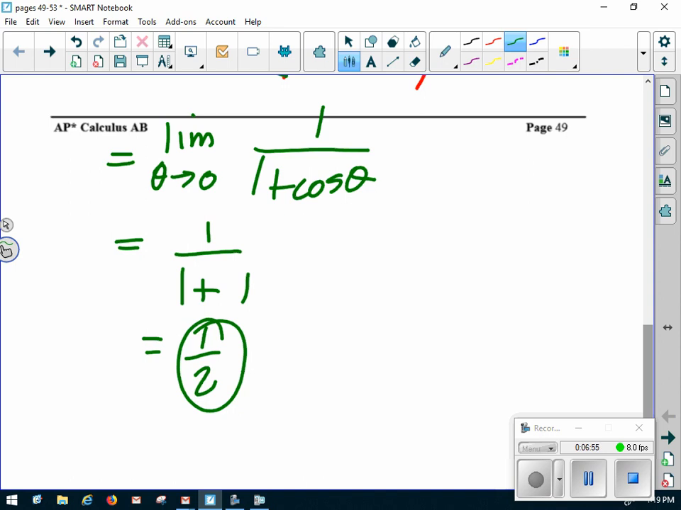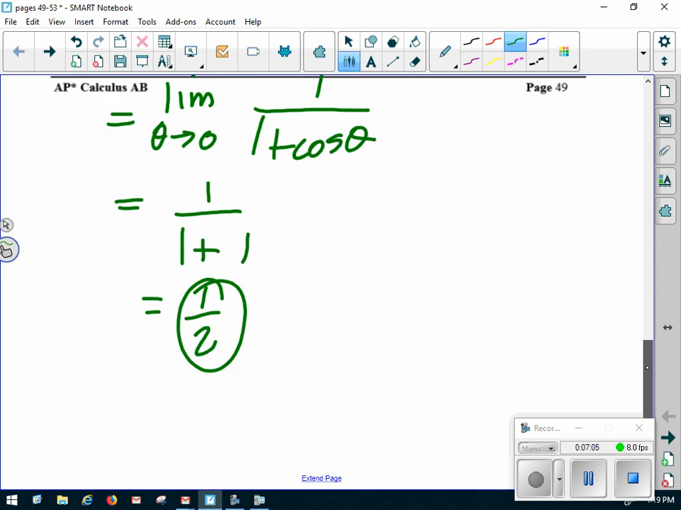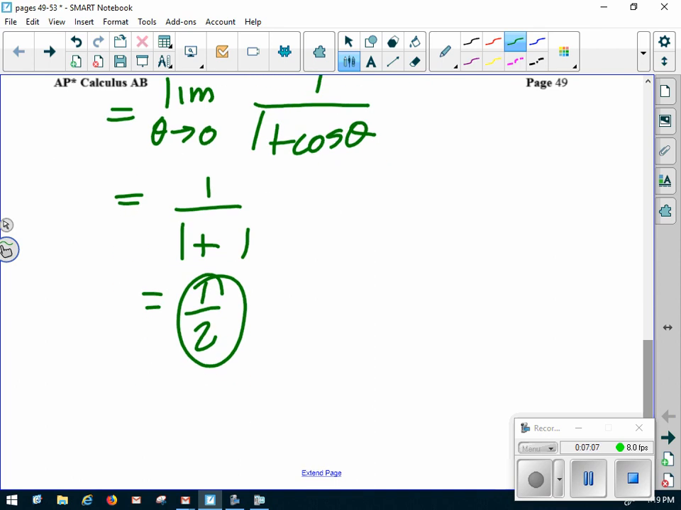Did you want it to be a weirder number? Cosine of 0. Okay, so next page.